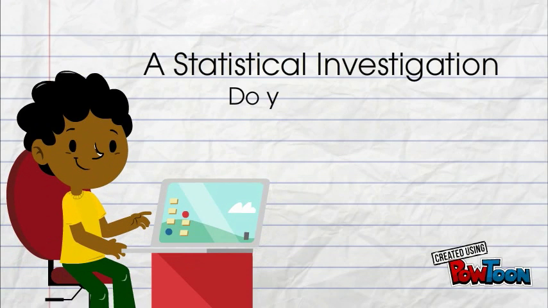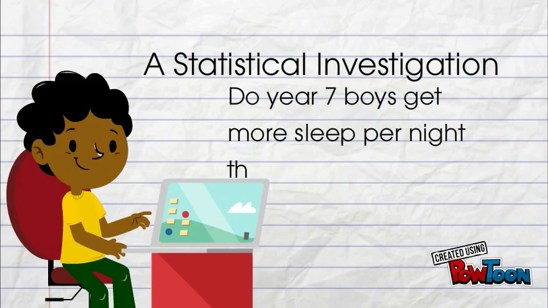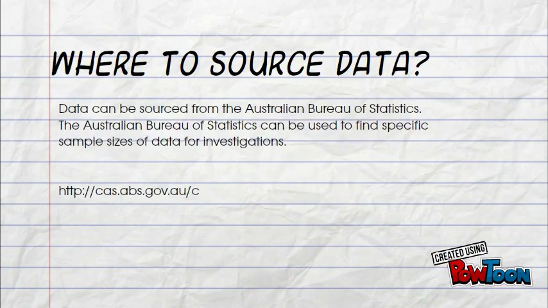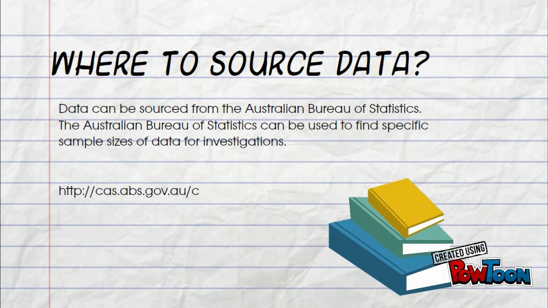A statistical investigation. Do Year 7 boys get more sleep per night than Year 7 girls? Where to source the data? Data can be sourced from the Australian Bureau of Statistics. The Australian Bureau of Statistics can be used to find specific sample sizes of data for investigations. Here is the URL.